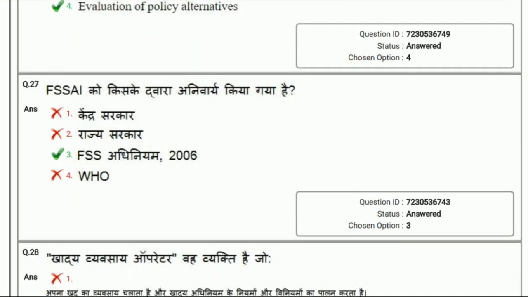The next question, FSSAI was made mandatory by. So the answer is FSSA Act 2006. Under the FSSA Act 2006, FSSAI was made mandatory for all the food products. The answer is option 3.